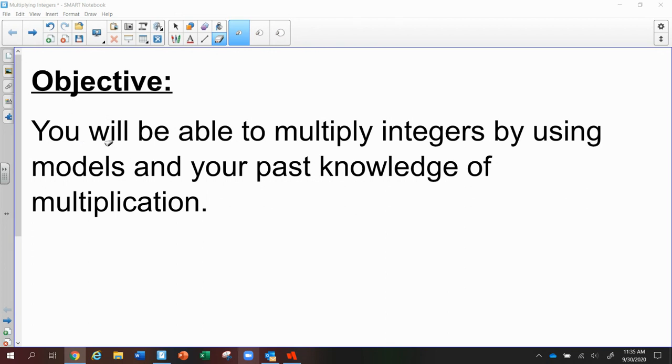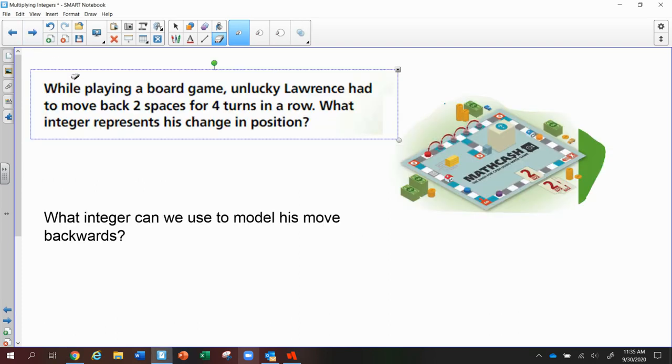Our objective for the day is that we are going to be able to multiply integers, so that's positive and negative whole numbers including 0, by using models and our past knowledge of multiplication. So we're going to start by looking at some examples here.